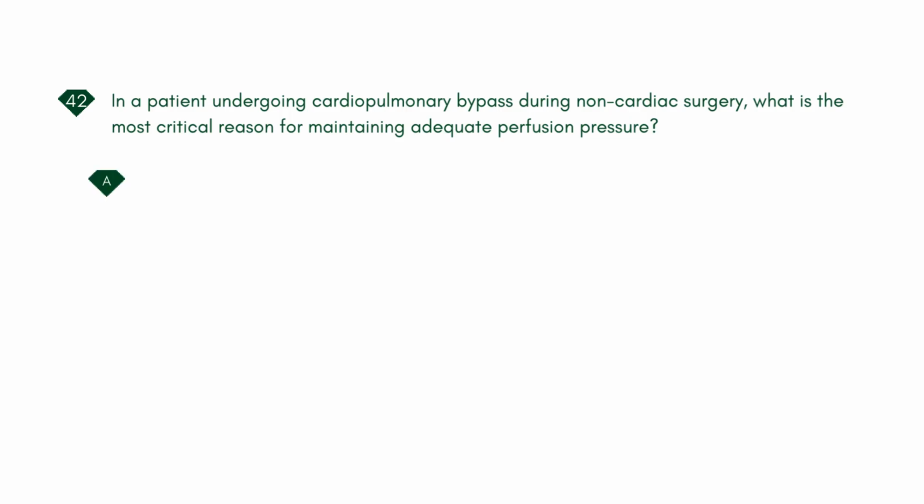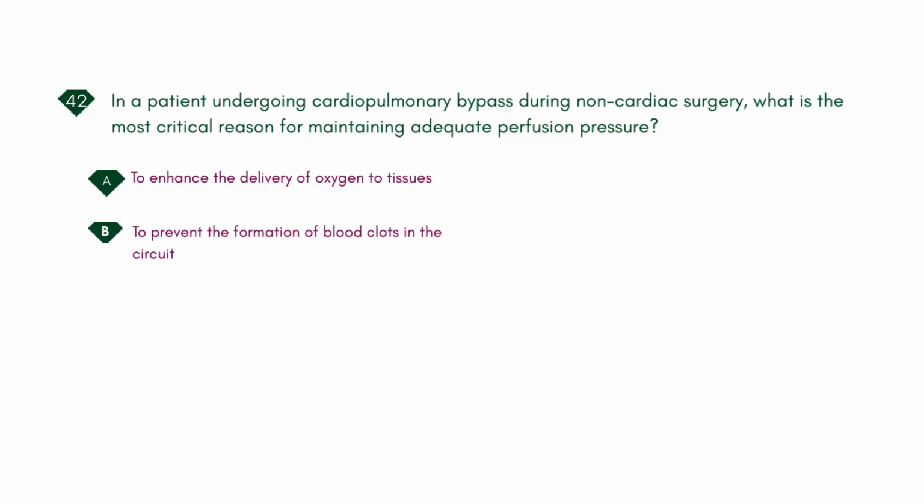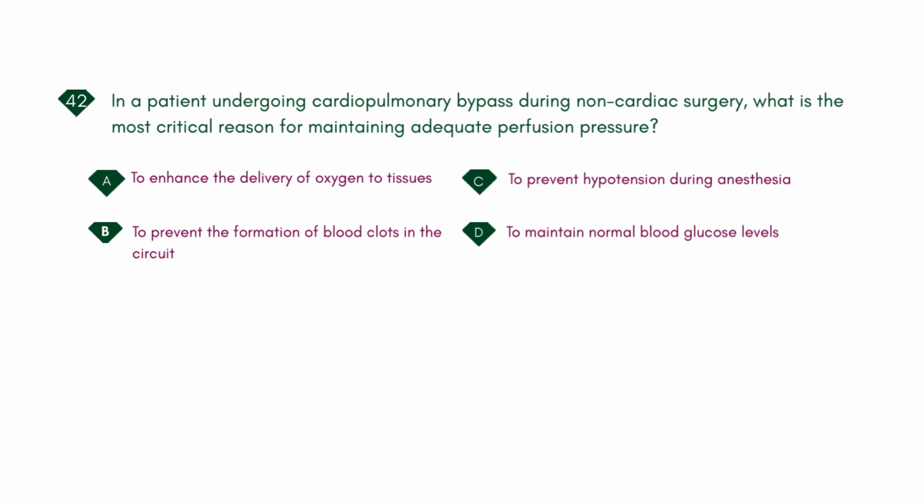In a patient undergoing cardiopulmonary bypass during non-cardiac surgery, what is the most critical reason for maintaining adequate perfusion pressure? A. To enhance the delivery of oxygen to tissues. B. To prevent the formation of blood clots in the circuit. C. To prevent hypotension during anesthesia. D. To maintain normal blood glucose levels. Answer: A. To enhance the delivery of oxygen to tissues.